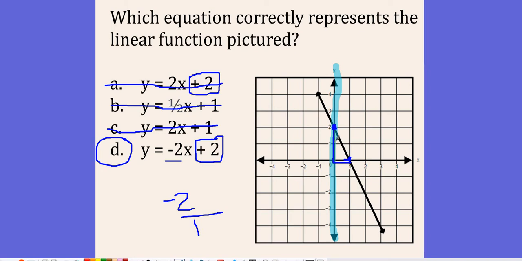Even if you were confused about counting the slope, you had a choice, a positive slope or negative slope. This line is definitely a negative slope, so that should have been a big hint right there. Okay, let's try our next one.